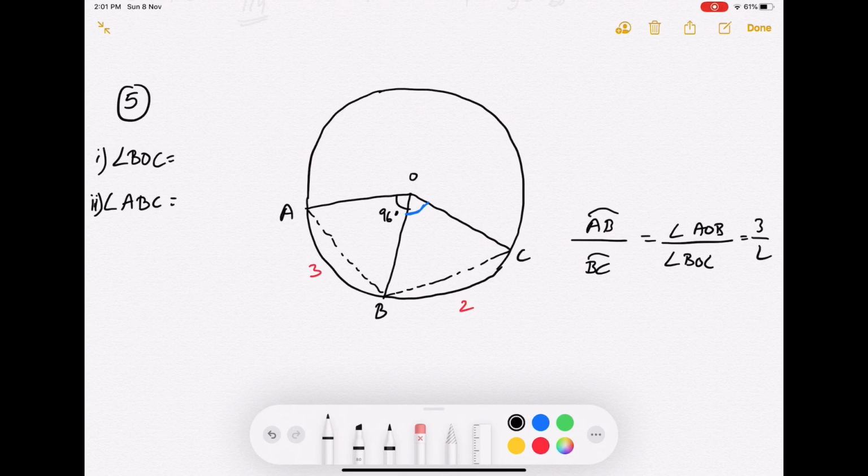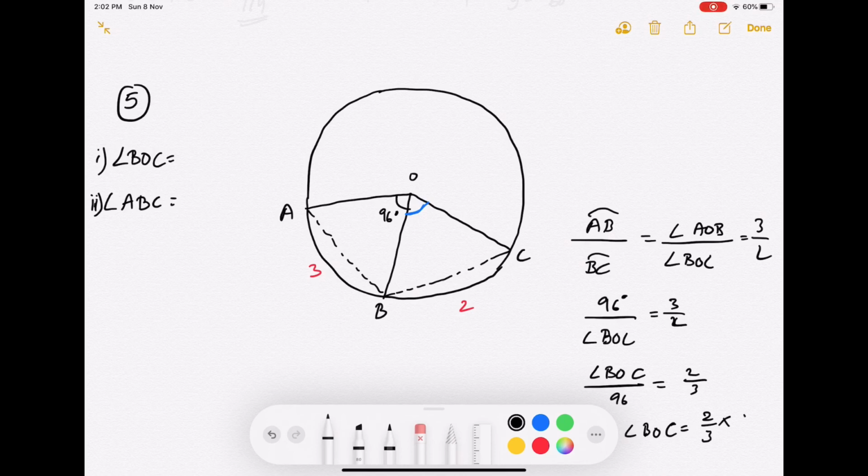So this fraction I can write as 3/2. And since angle AOB is given as 96 degrees, 96 degrees divided by angle BOC is 3/2. I can take the reciprocal on both sides. So angle BOC divided by 96 is 2 by 3. Hence angle BOC is equal to 2 by 3 into 96. And if I simplify this, twice of 32, angle BOC is equal to 64 degrees. So this comes up to be 64.